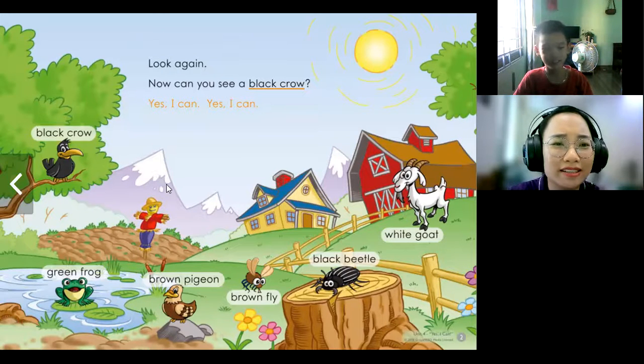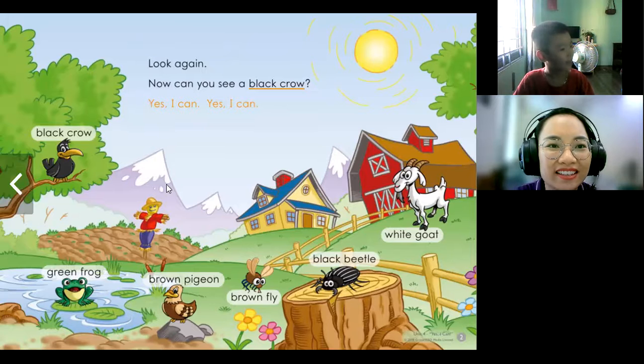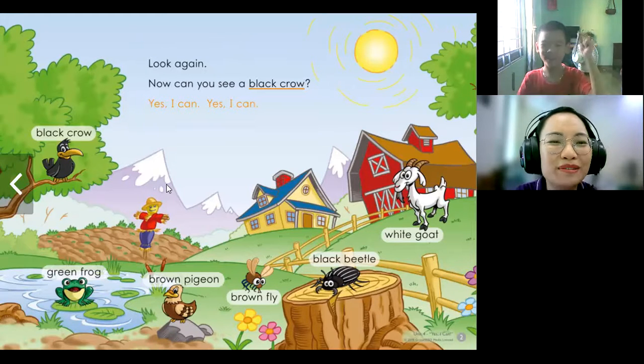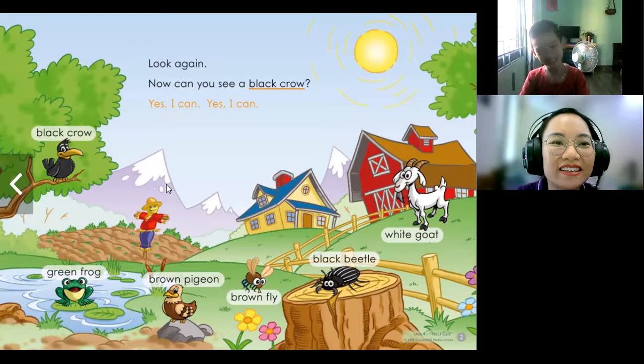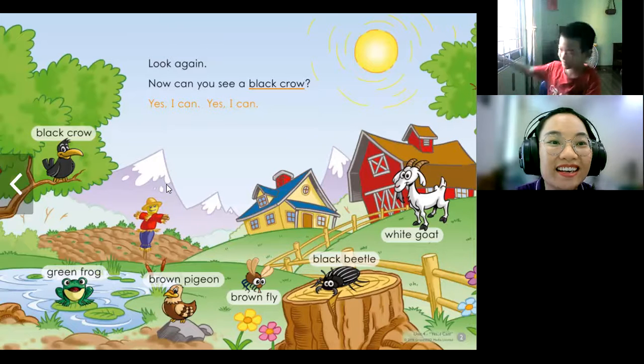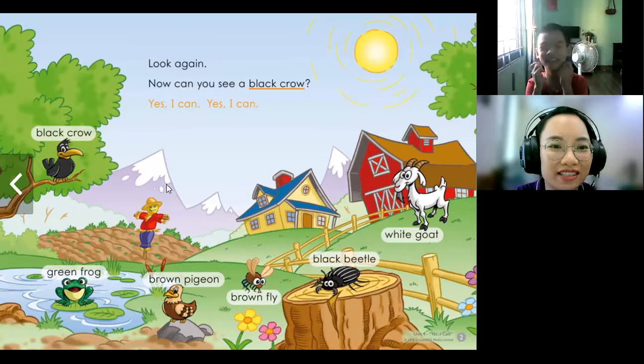Thomas, let's look around your room. What can you see in your room? I can see a pencil. Good. Do you see a door? Yes. Can you see a window? Yes, here is the window.